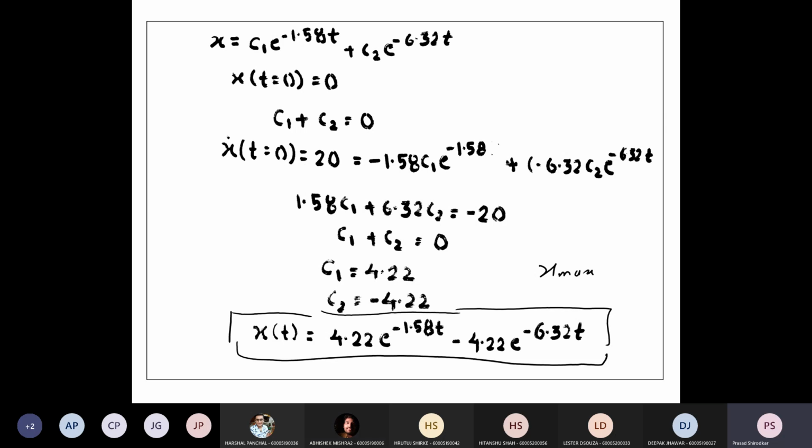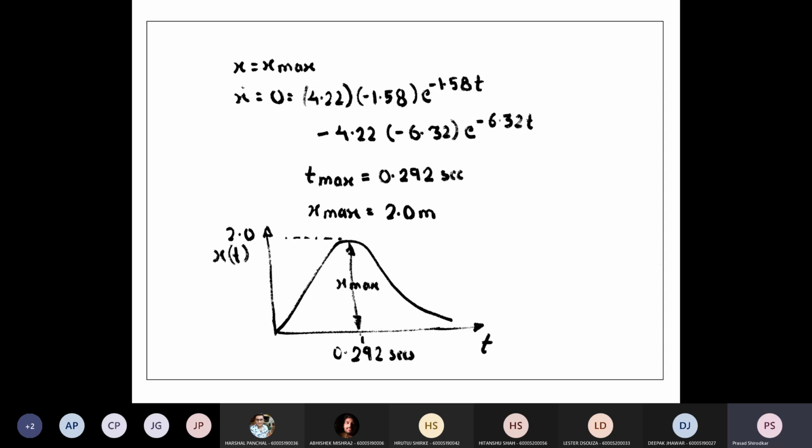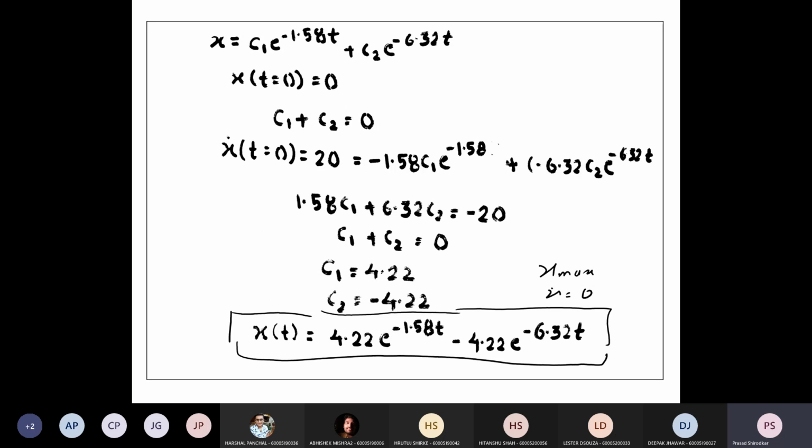So displacement is maximum when x is equal to x max, that is, when x dot, the derivative of this equation, is equal to 0. Alright, so let's take that derivative. Set x dot equal to 0 and find the corresponding time, and that T max comes out to be 0.292 seconds. Then substitute this T max in the equation of displacement.